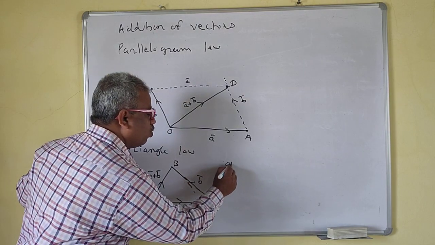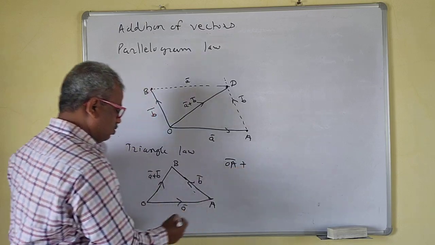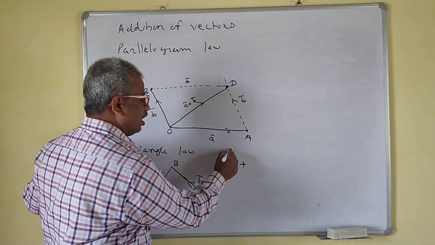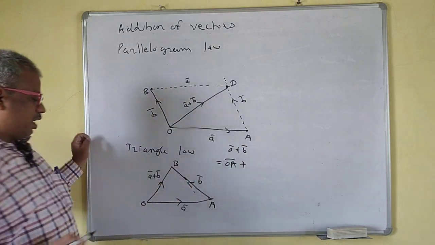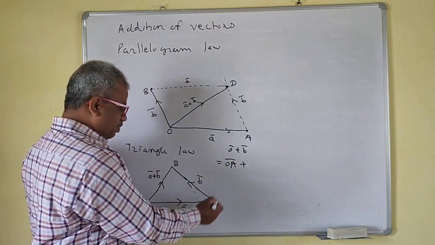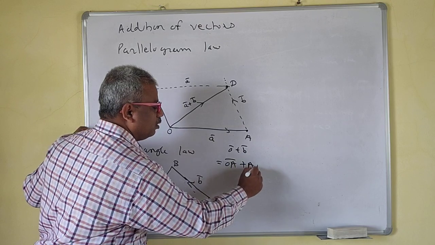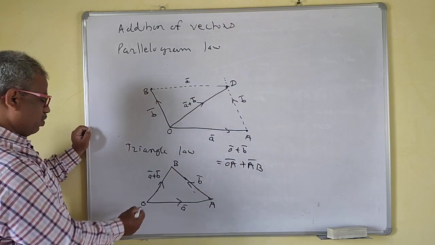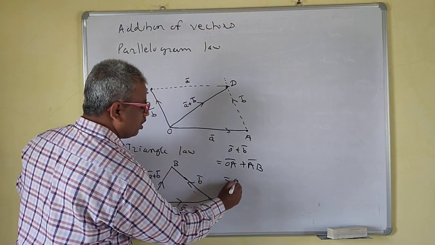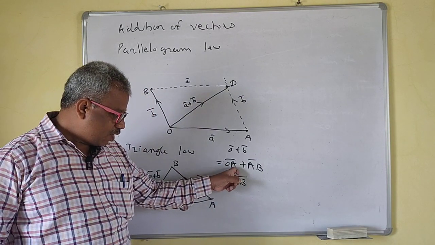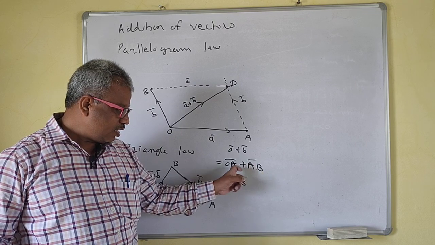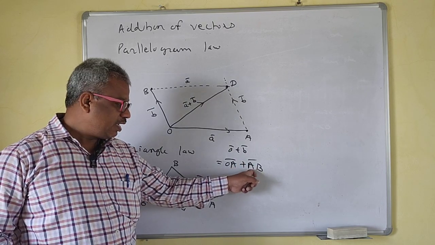That means here, OA bar plus AB bar. A bar plus B bar. We are interested in AB bar. So A bar means OA bar, plus B bar means AB bar. And this is the same as OB bar. This is called the triangle law. See the triangle law here: OA bar plus AB bar. So the terminal point of one and the initial point of the other are the same.